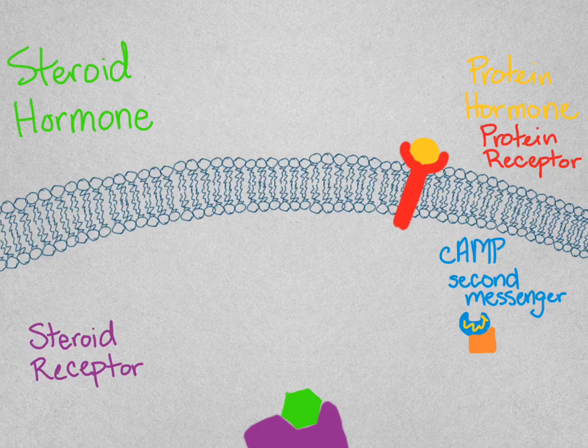So, key things with protein hormones, they can't pass the message through the membrane, so they have transmembrane receptors on the membrane that activate second messengers inside the cell, and those second messengers, like cyclic AMP, spread the message throughout the cell's interior by activating various molecules.